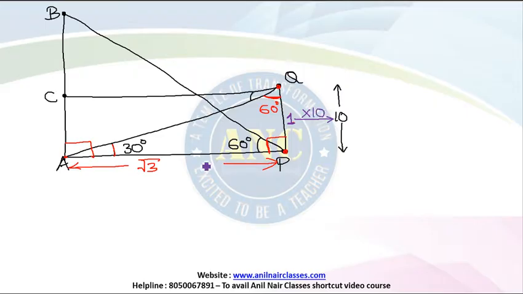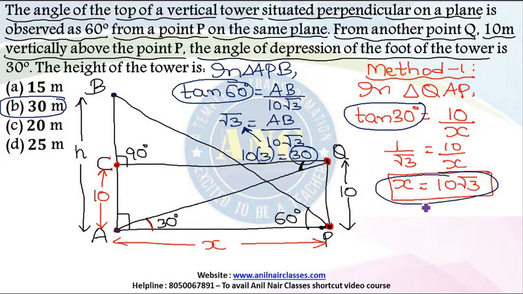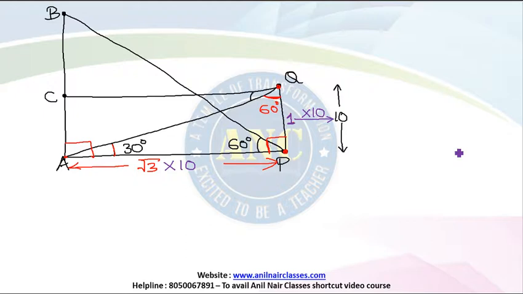1 into 10 is 10. Root 3 also multiplied by 10. That means AP value is 10 root 3, which you got after applying trigonometric functions and substituting variables, which is definitely not required. Very easily, within seconds, you can find it out. AP value is 10 root 3.